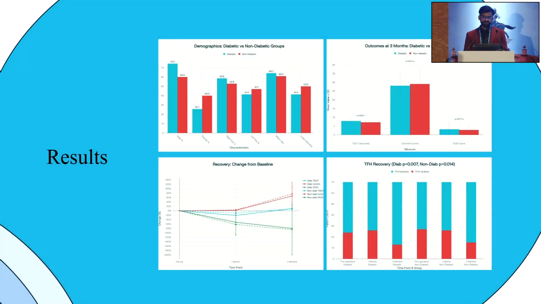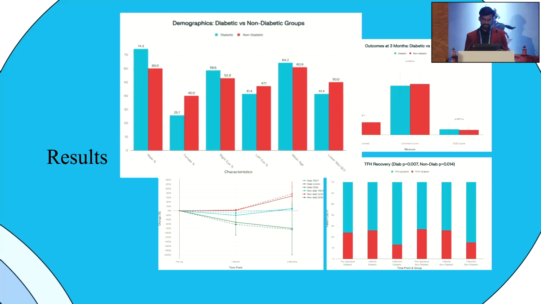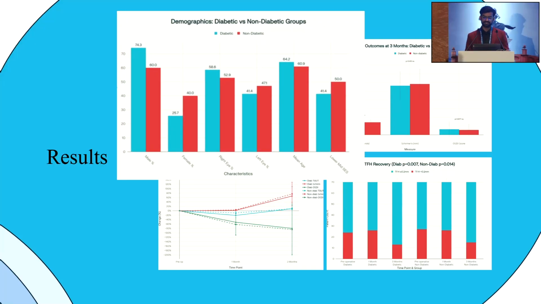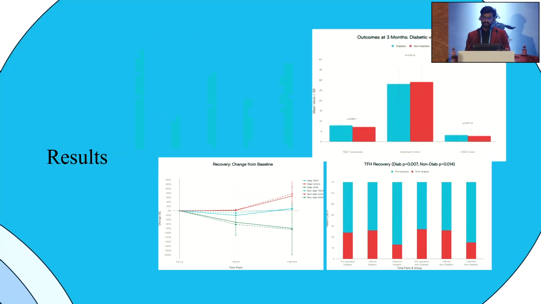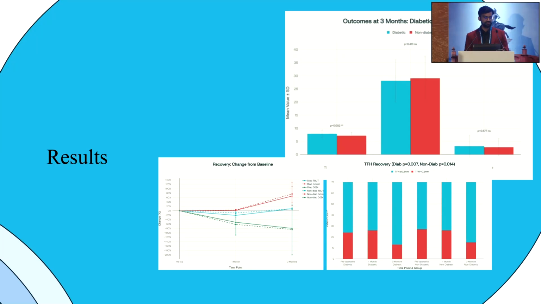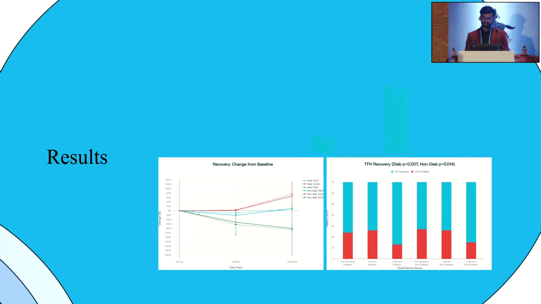Coming on to the results, our findings reveal several important clinical insights. The primary finding was that the diabetic patients showed significantly compromised tear film stability at 3 months post-operative surgery compared to the non-diabetic, with a p-value of 0.02. This represents a clinically meaningful difference that persists well beyond the immediate post-operative period.